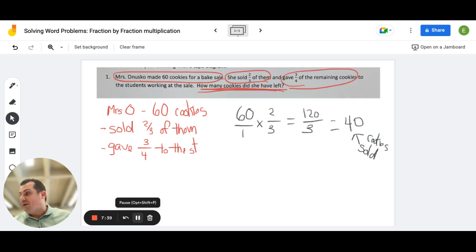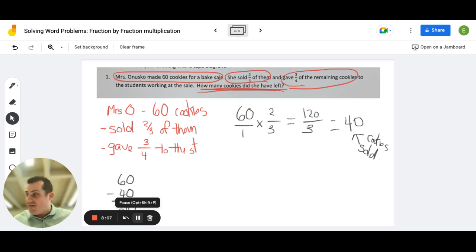Sold was 40. Okay? Then it says she gave 3/4 of the remaining cookies to the students working at the sale. Well, how many cookies were remaining? She had 60. I'm going to do it over here. And she sold 40. Subtract that. There were 20 cookies left.